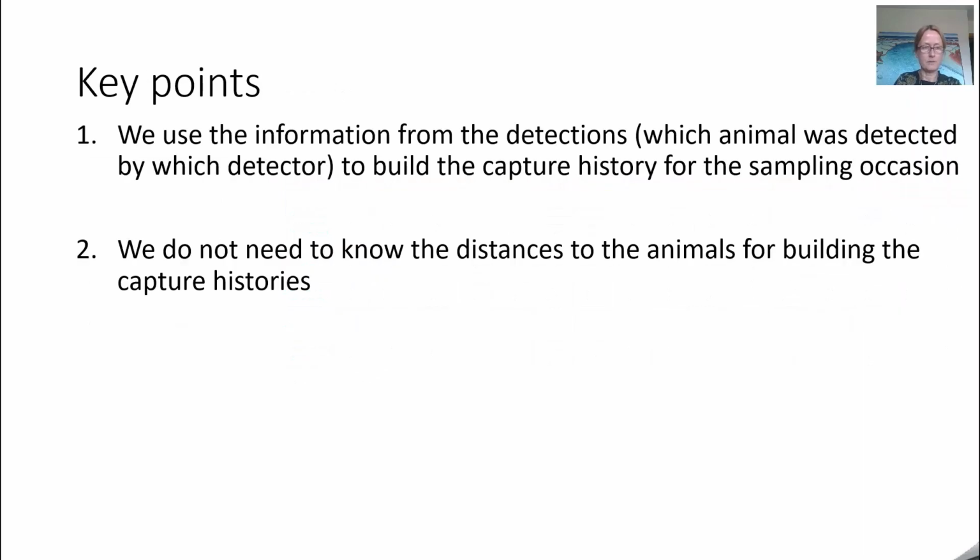So here are some key points from this. We use the information from the detections, which animal was detected by which detector, to build the capture history for the sampling occasion. We do not need to know the distance to the animals for building the capture histories. And in the next lecture, we are going to use these capture histories in combination with the mask and the detector information, to fit a model in SCR.